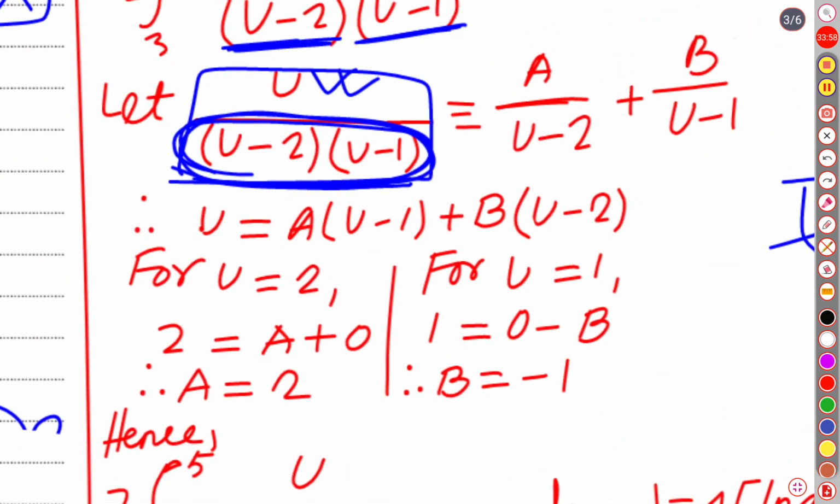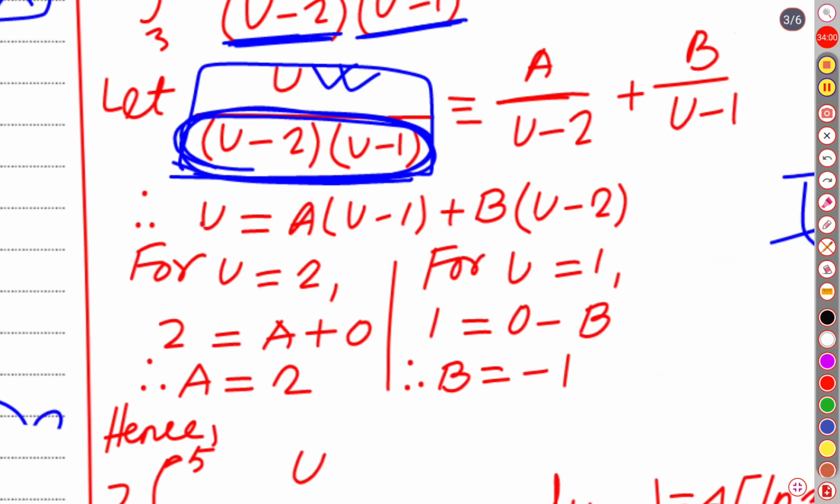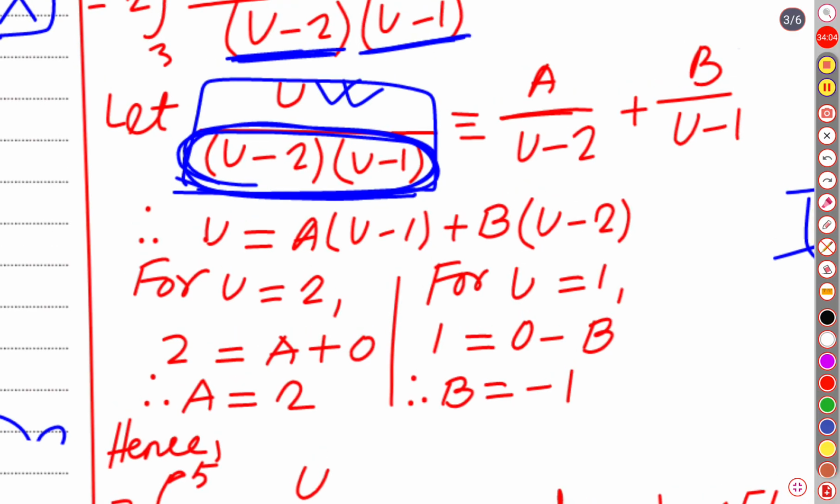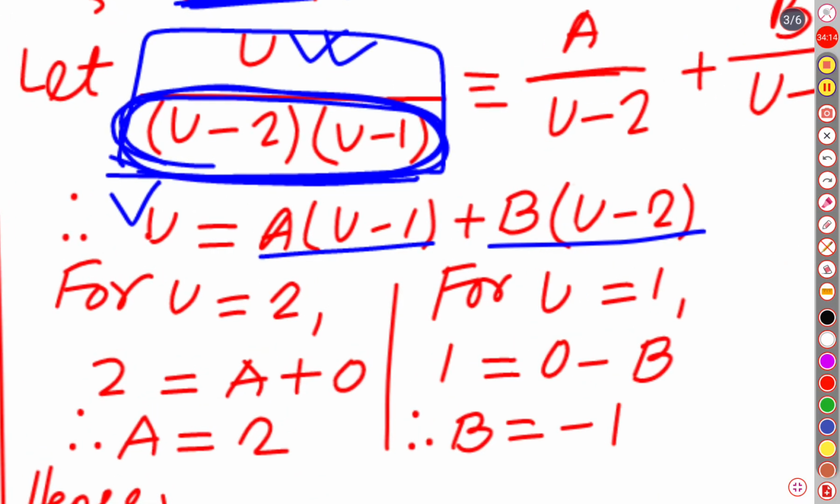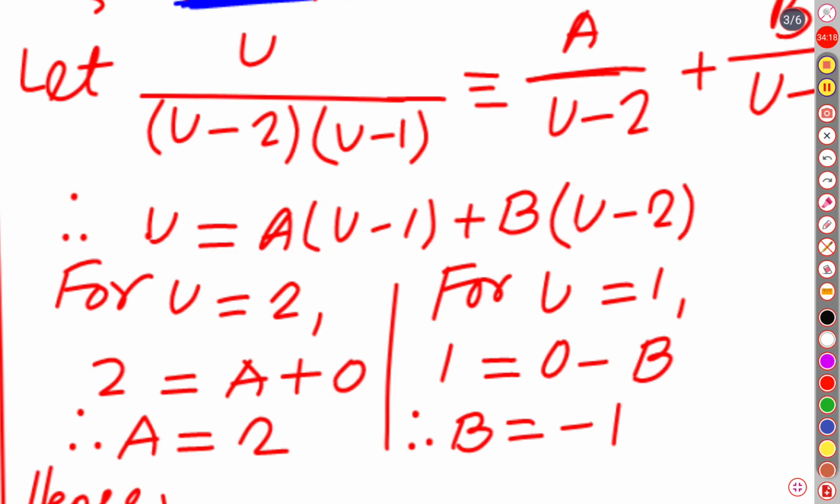So if we multiply both sides by this denominator, on the left side there remains u, and on the right side a into u minus 1 plus b into u minus 2. Suppose this is equation number 1.